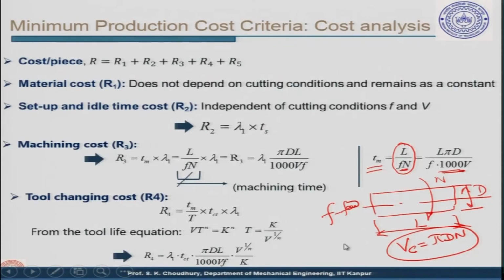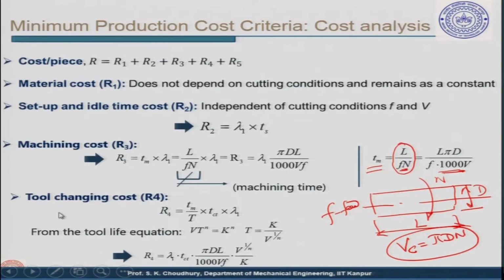All right. Now, here of course, as I said, this is the n, which is the RPM, rotational frequency. This is the diameter, and the capital L is the length, that is why pi d L over the velocity, the cutting velocity. Therefore, the machining cost will be this multiplied by lambda 1. This is lambda 1 pi d L by 1000 into V into f.